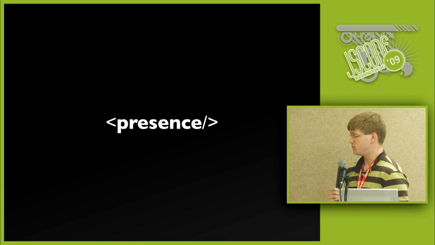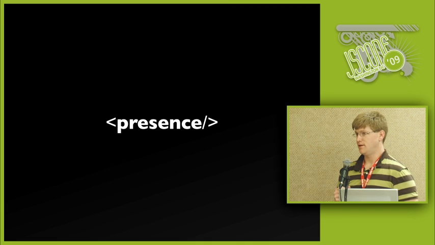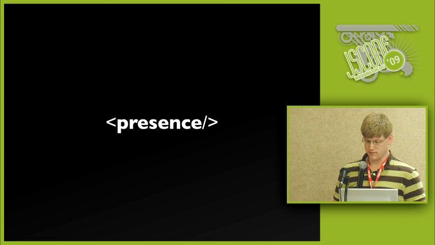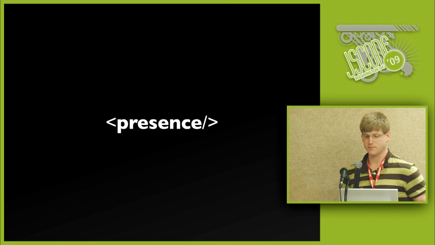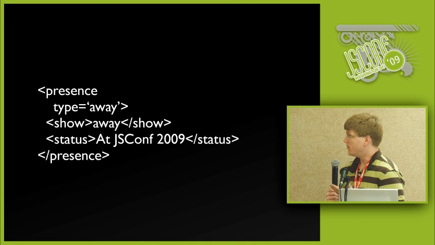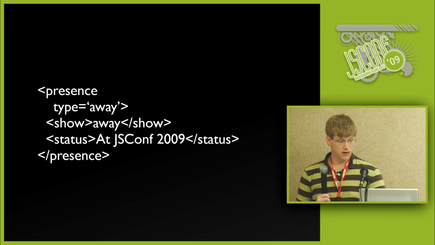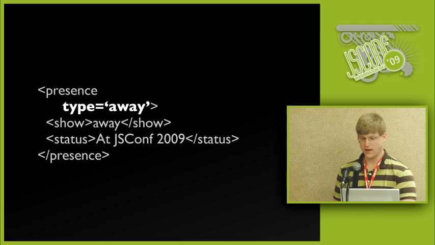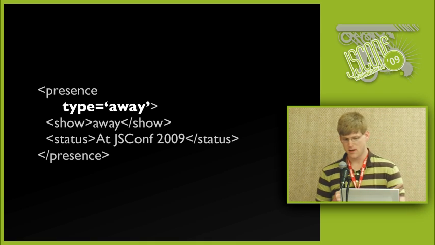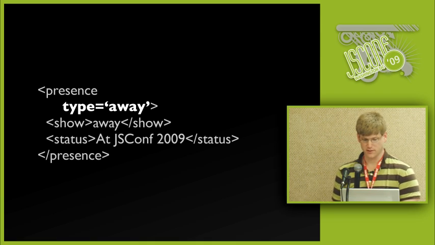Presence is how you know somebody is online or away or busy and that kind of thing. In XMPP, it's sort of a mini publish-subscribe system. Here's somebody setting their presence to away. We have type equals away. There's also, if you have no type, it's basically available presence. There's also do not disturb and some other ones.